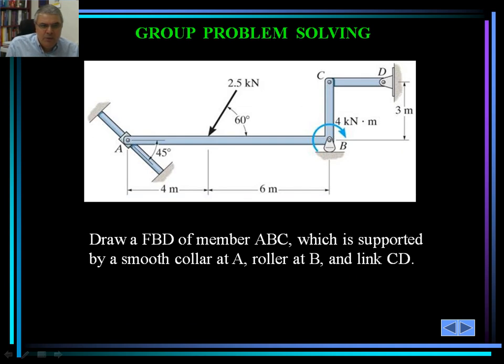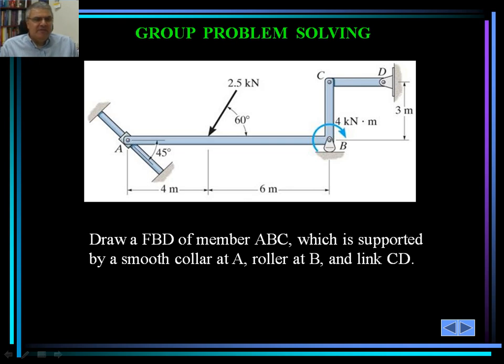That would be another force that is shown here, and that would give us our free body diagram. Let's take a look at another group problem together, and then we would actually look at an attention quiz, and we wrap up today's topics.